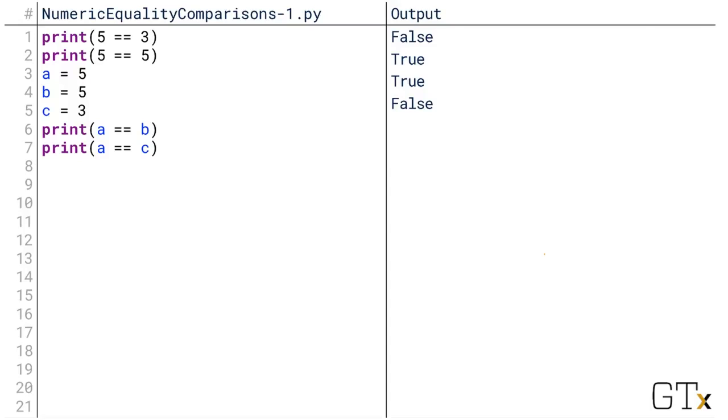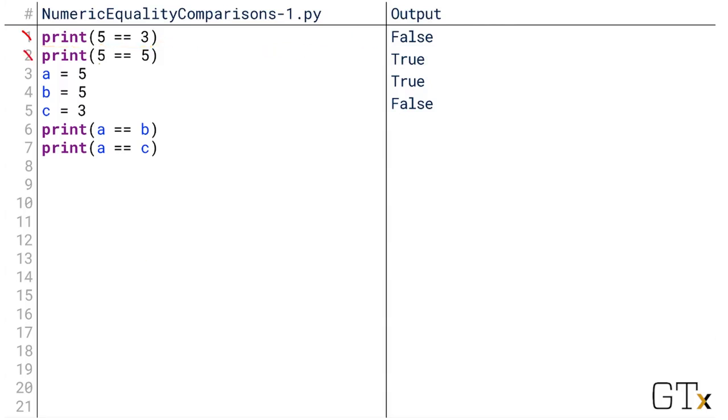Our numeric comparison statements are pretty simple. If we want to compare whether two numbers are equal, we just write the numbers, or the variables that are holding the numbers, with two equal signs between them. When the computer runs line 1, it asks, does 5 equal 3? No. So it prints the evaluation of the statement 5 equals 3. That's of course false, and so our first result on the top right is false.